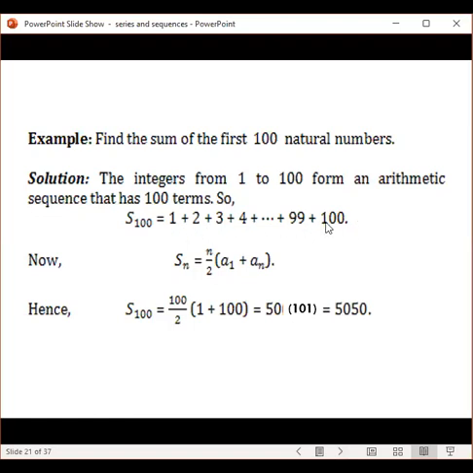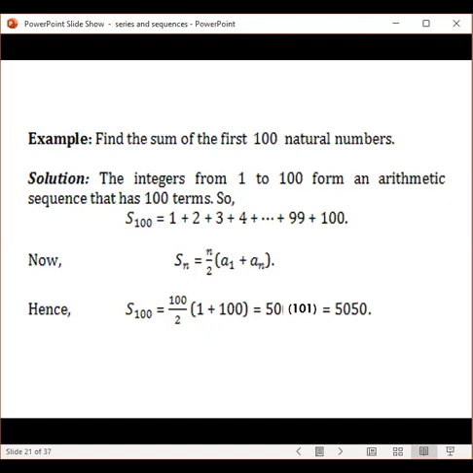To solve it, all you need to do is identify the first term and the last term. We add these two and multiply by n over 2. This is from our formula earlier. So S sub 100 is equal to n over 2. We know that our n is 100 because there are 100 terms. A sub 1 is 1 because that is the first natural number. A sub 100 is 100, the 100th natural number. So n is 100 over 2, that is equal to 50. 1 plus 100 is 101. 50 times 101 is 5050.